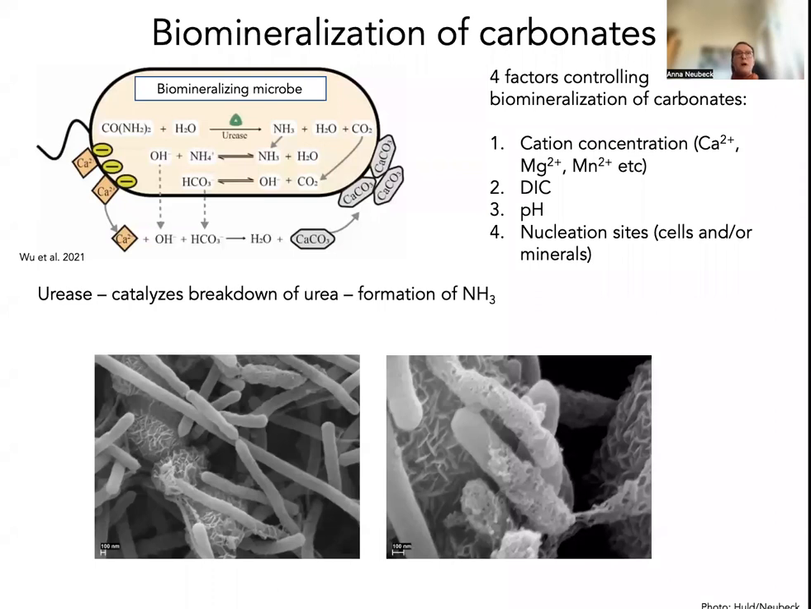And biomineralizing microorganisms, they can control all these 4 factors themselves and control this environment by themselves by activating this urease, for example. And here are some images of carbonate that has precipitated outside of a cell like this. So by raising the local pH directly on the cell surface, making the carbonate precipitate directly onto the cell.